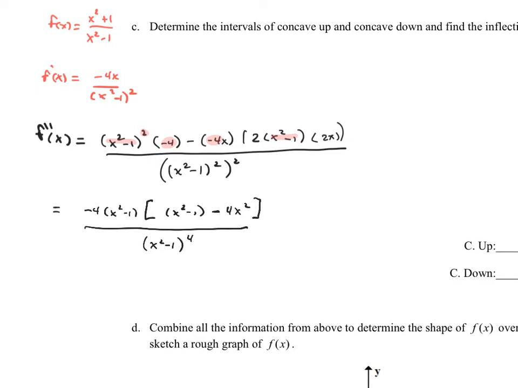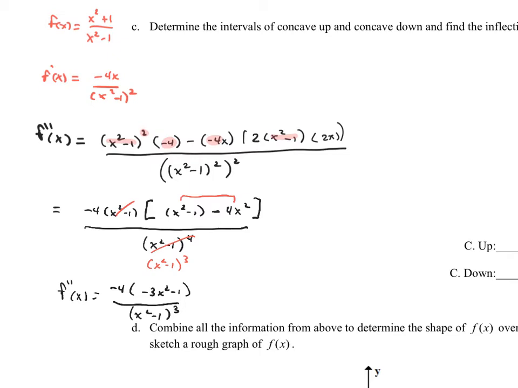X squared minus 1 is now a common factor on top and on bottom. So on bottom, I'd now have (x squared minus 1) to the third power. On top, I'm going to go ahead and distribute or combine like terms so that x squared minus 4x squared is going to be a negative 3x squared. And let's see what we end up with. So here's my second derivative. On top, I have a negative 4 times (negative 3x squared minus 1). And on bottom, I have (x squared minus 1) quantity cubed.